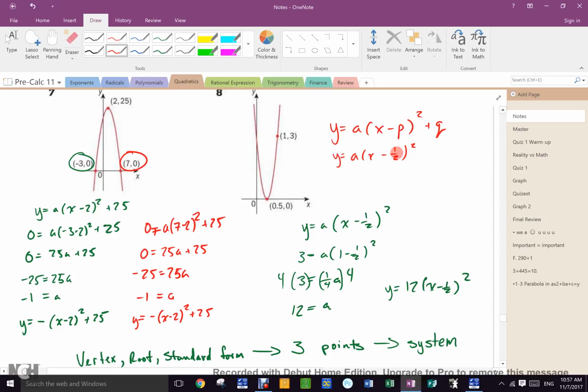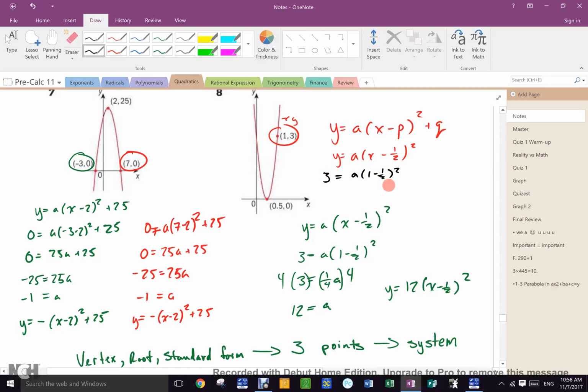Now wait, don't go anywhere. Is that an x and a y? Can you then use them to find a? X is 1, right? So what can I write there? So a(1 minus 1/2) squared equals what's y? 3. Yeah.